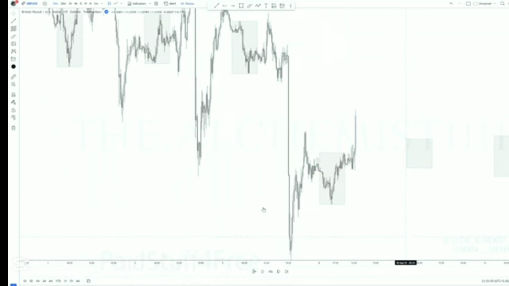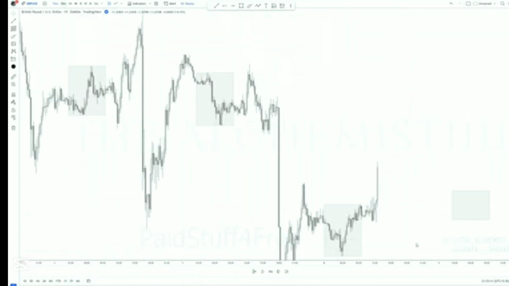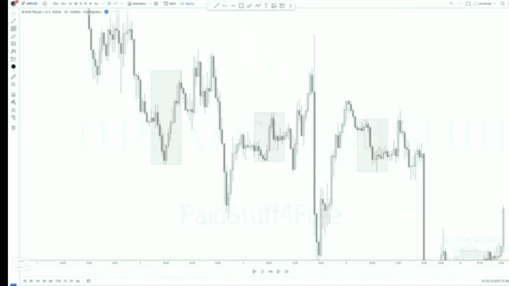So that was that day. But you can see how it taps into the order block or the rejection block, right? If it is strong, that is what would happen. It taps into the order block or the rejection block. So that's that.